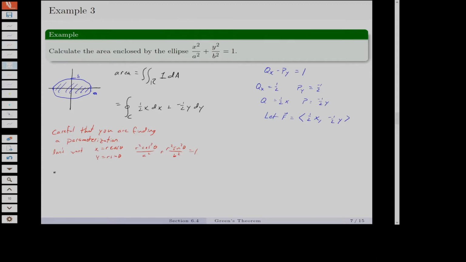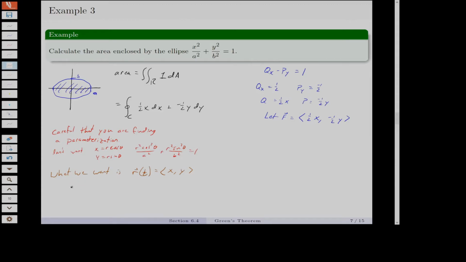What we want is an r of t thing, right? So I want to parameterize x and y by, think of it as some variable t. Okay, and it's very related, right?